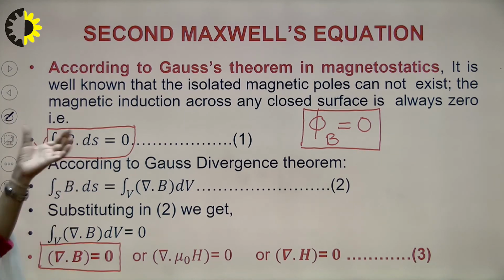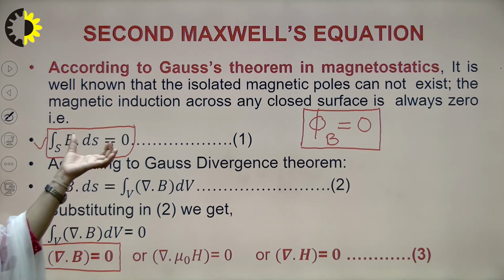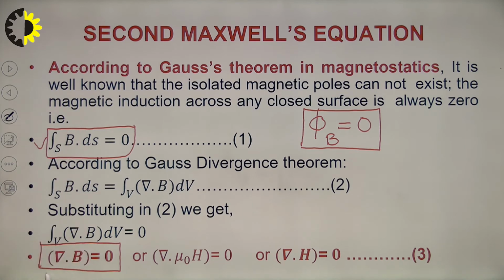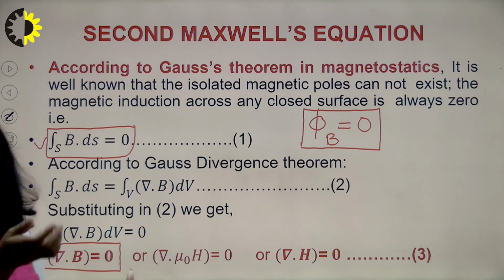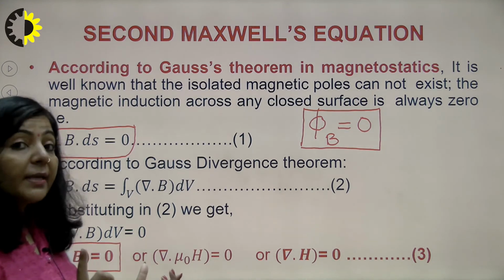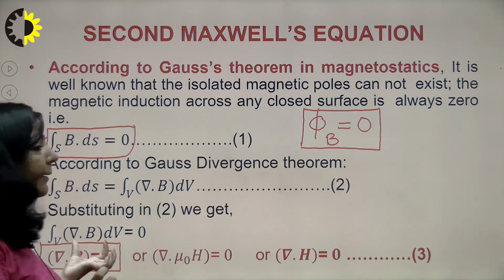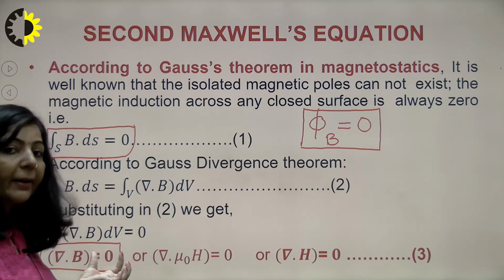This is your Gauss law in magnetostatics, and now we have converted it into differential form. This is the integral form and this is the differential form. So what is your second Maxwell equation? That second Maxwell equation is only the differential form of your Gauss law in magnetostatics.